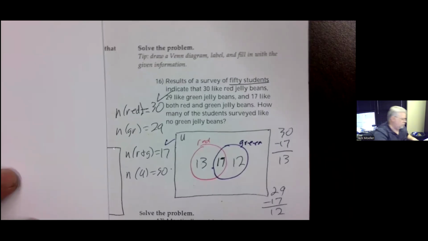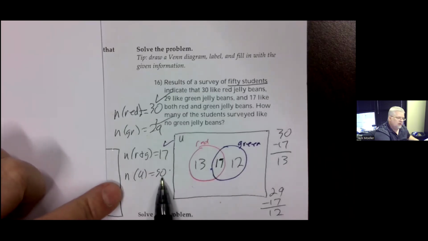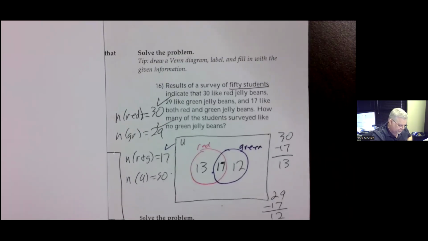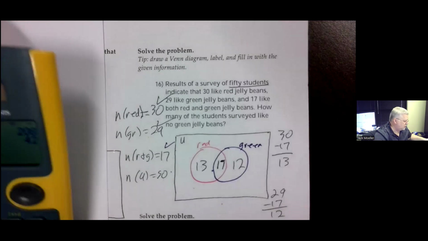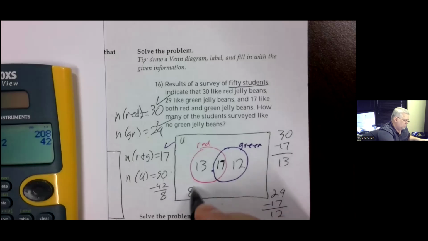All right, so are we done with the Venn diagram? No, because we don't have the number outside. How do we get that number outside? Well, this is where the 50 students surveyed comes in. How many have we accounted for? Well, 13, 17, 12. This is where you do your arithmetic. Those together add up to 42. And so then 50 minus 42 gives us 8. So there are 8 people not accounted for.